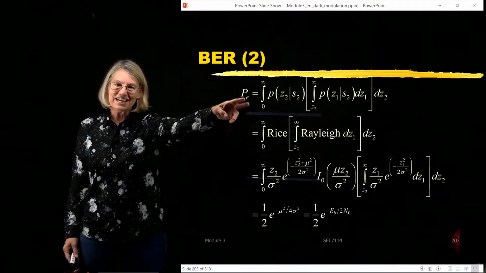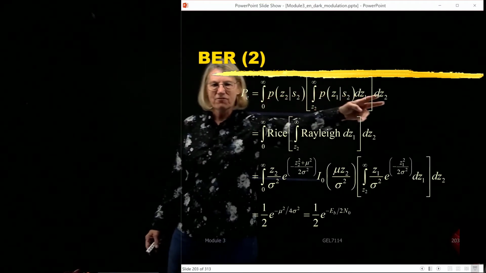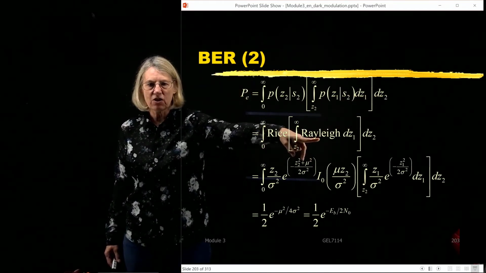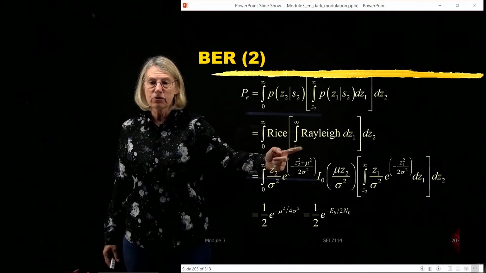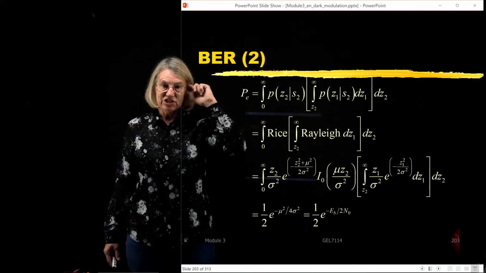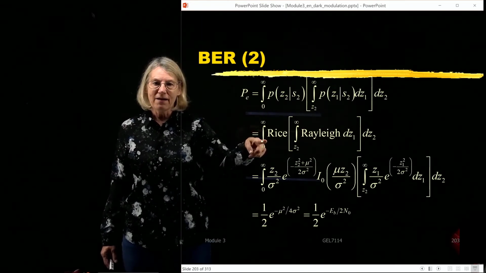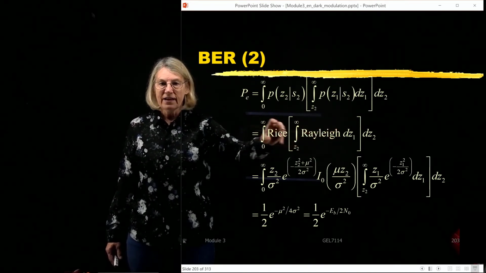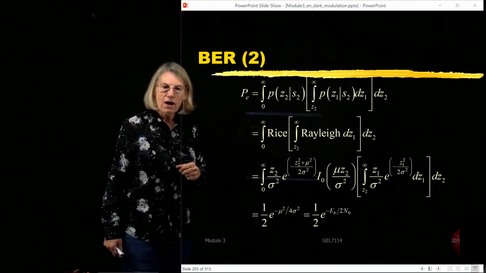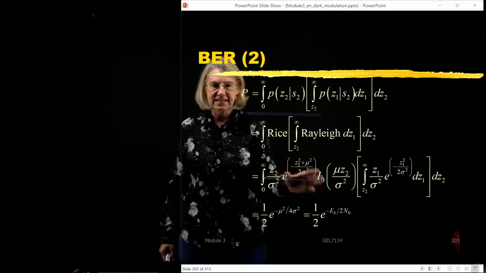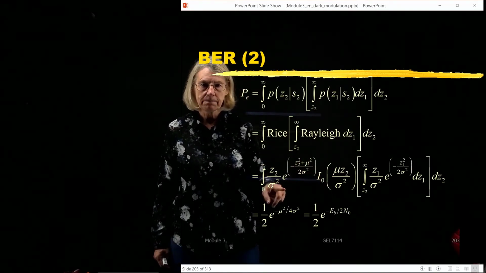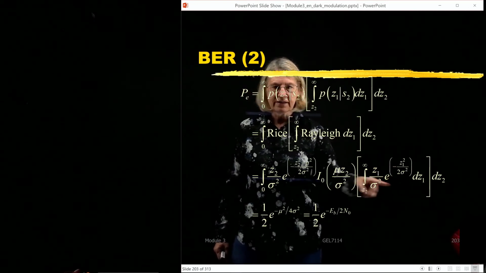So I've repeated it here. Here's our formal equation. And again, first integration over a Rayleigh over an interval from Z2 to infinity, because I had to have Z1 greater than Z2. And now I am taking that result and I'm averaging over the conditional probability, which is a Rayleigh. So now I plug in these different densities. Here's the Rayleigh one with a Bessel function here. And here's the Rayleigh one, integral here.